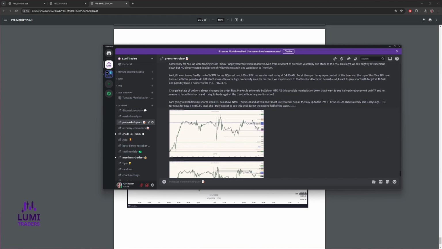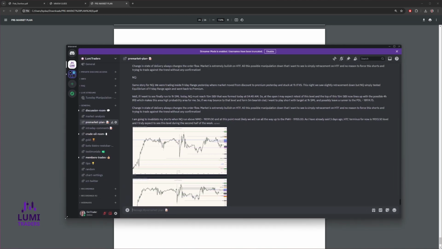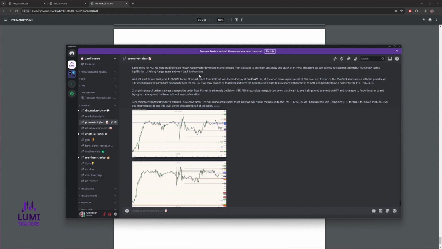Let's talk about NQ. We were trading inside the Friday range yesterday, where the market moved from discount to premium, as I said already today in our lesson, and got stuck at the 1-hour inversion fair value gap. This night we saw a slight retracement down, but NQ simply tested equilibrium of Friday range again, then went back to premium. Well, if I want to see the final run to the 1-hour smart money long, I'm going to explain this not today, but it's simply a 1-hour bullish fair value gap.